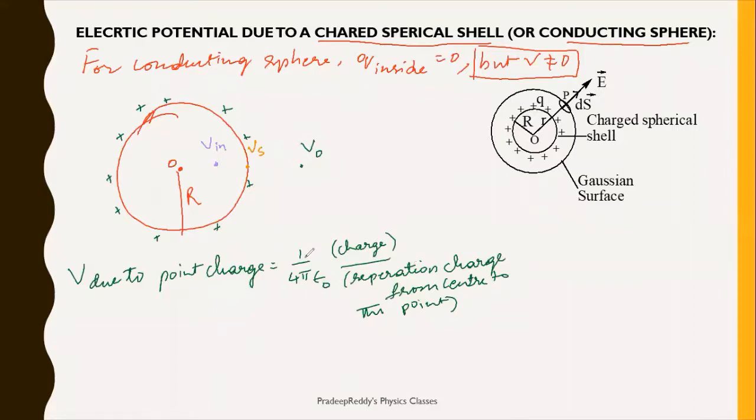So potential due to a point charge is equal to 1 by 4 pi epsilon naught, divided into the total charge upon this particular sphere, divided by separation. Separation from where to where? From the charge center to the point where you are calculating the potential. Now let us calculate potential over here, this point inside.